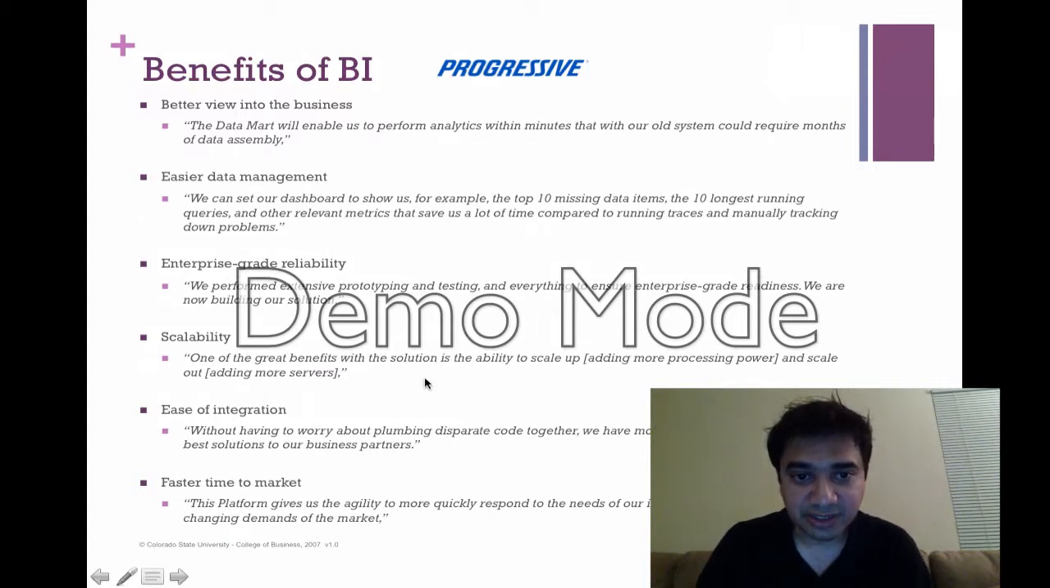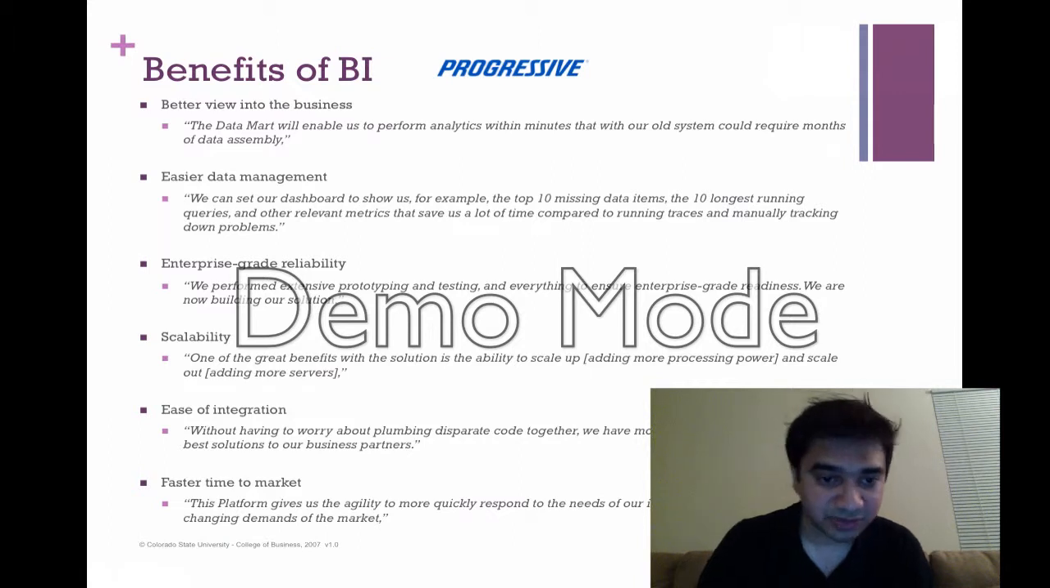Enterprise grade reliability, where it's an enterprise-wide BI implementation, and they have done extensive prototyping and testing to ensure that the data is reliable, and it is enterprise grade data. From a scalability perspective, the benefit is that as business lines grow and user volumes increase, the solution is able to scale up by adding either more processing power or more servers.